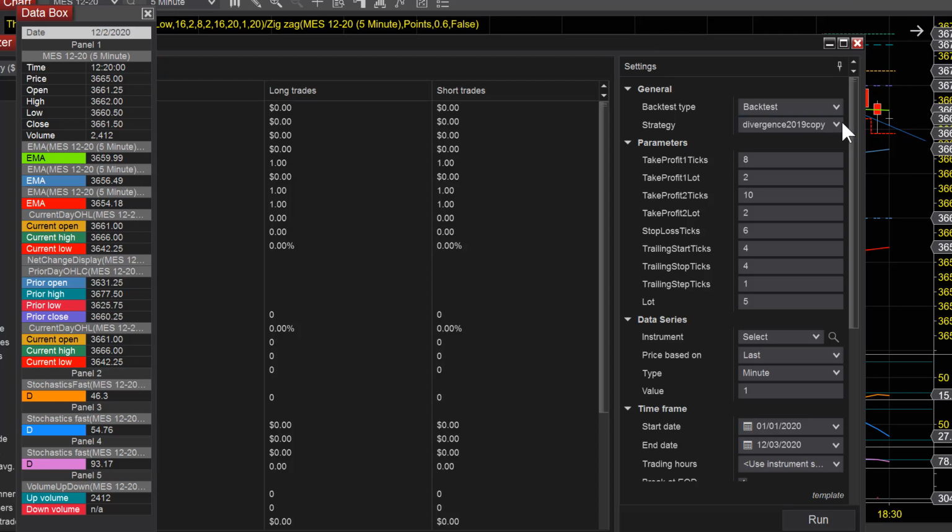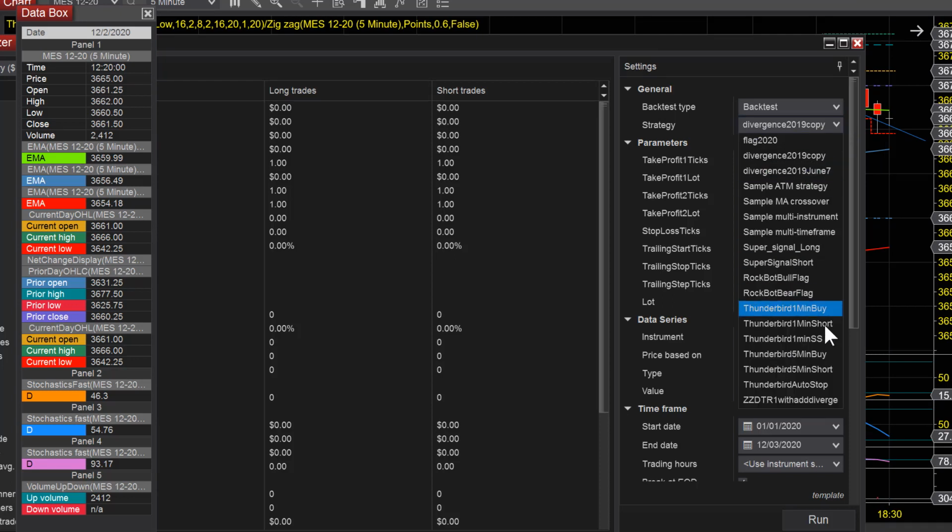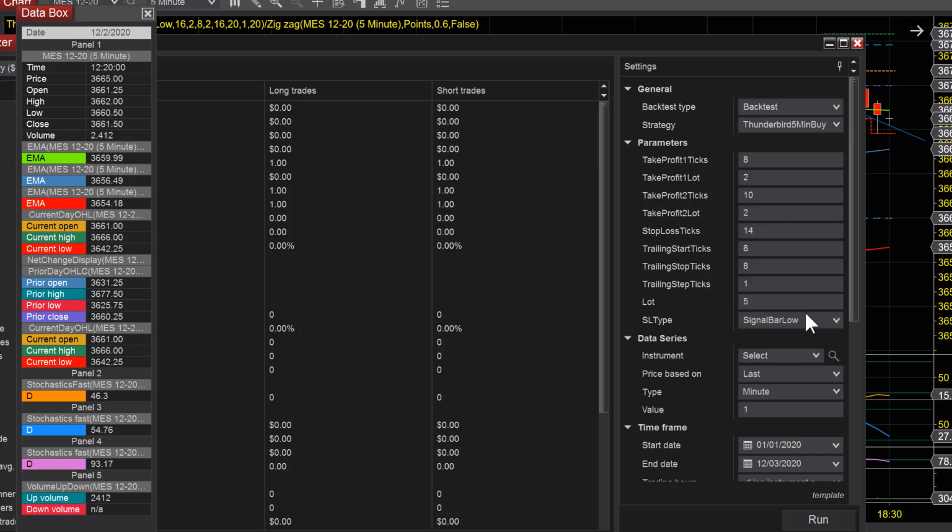All right. So we're going to go to, what are we on? 5-minute buy divergence. Minute. We're going to make sure that's on 5 minutes down here. We're going to do MES. And I'm going to put my, what was it? 8.